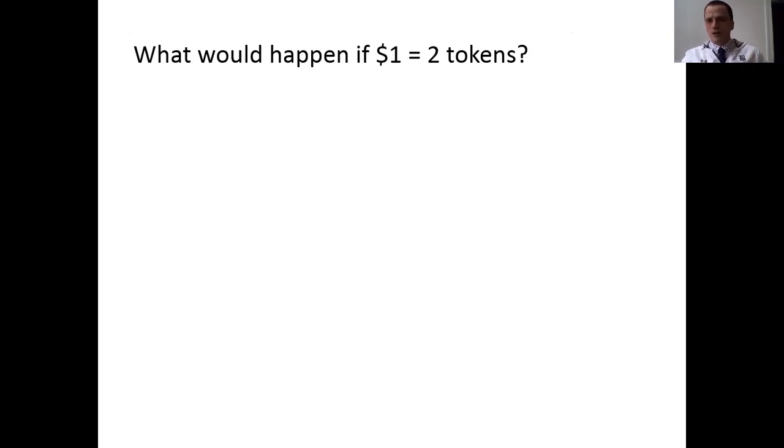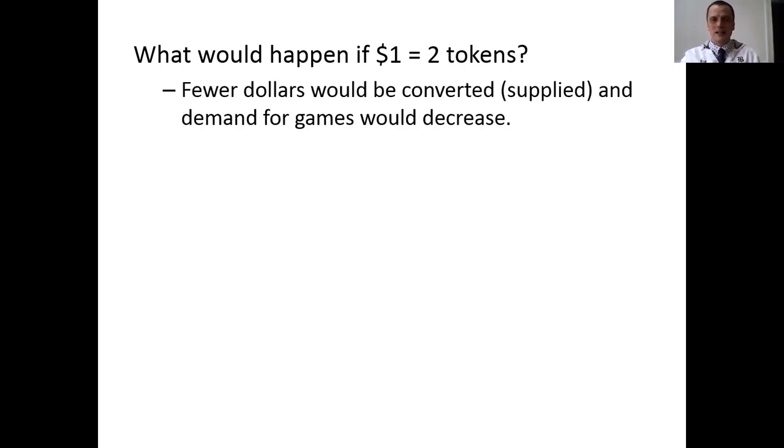But let's present an alternate example. Let's say that instead of $1 for 10 tokens or $1 for even 4 tokens, for every $1 you only get 2 tokens from Chuck E. Cheese. Well, what's going to happen to demand for Chuck E. Cheese goods, Chuck E. Cheese games? It's going to go down. There's going to be less demand for it. So fewer dollars would be converted or supplied, and demand for games would decrease.